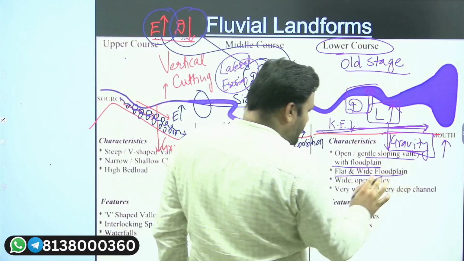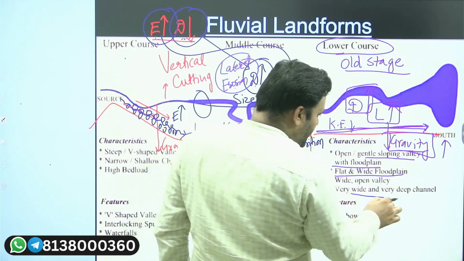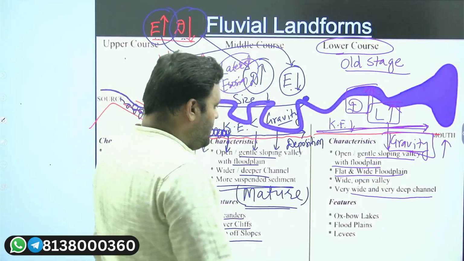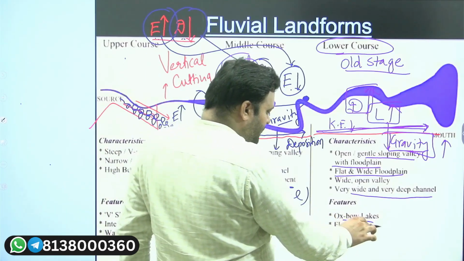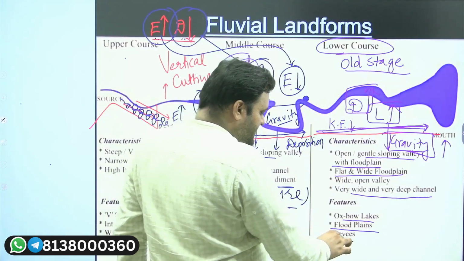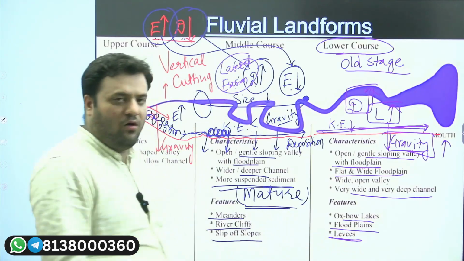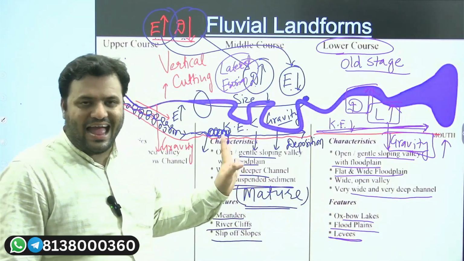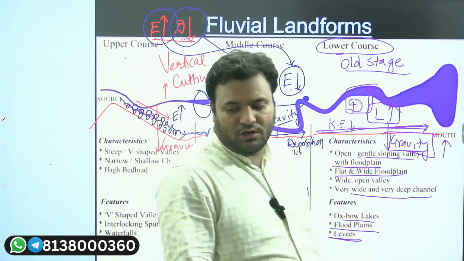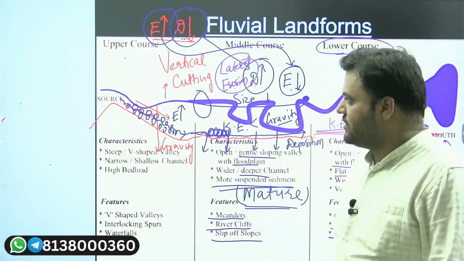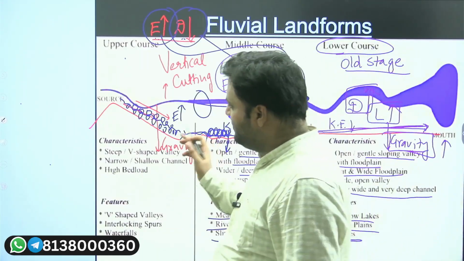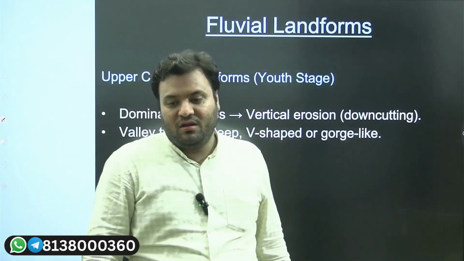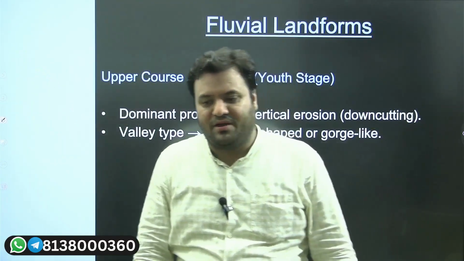Flat and wide floodplains will be formed. Wide and very deep channel will be formed. Oxbow Lake will be formed. Floodplains will be formed, and natural levees will be formed as a result of this fluvial action of water. As a result of that, we will see these features in a more deep dive manner.